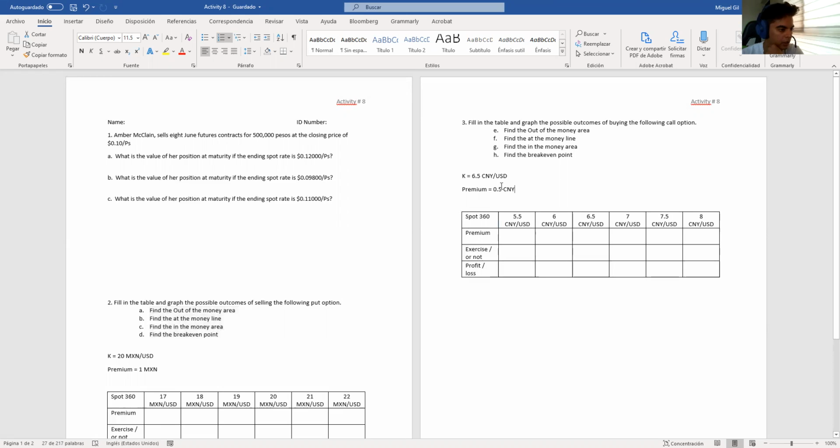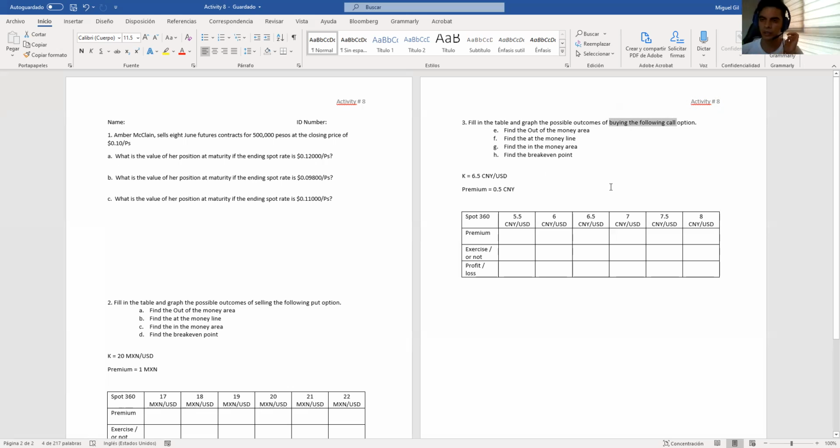It has different data. This one is Chinese yuan and dollar. This one was peso and dollar. And in here you have buying a call. Okay, so you are buying a call. So be careful with that. Remember, read carefully. The exercises, I think, are very simple.